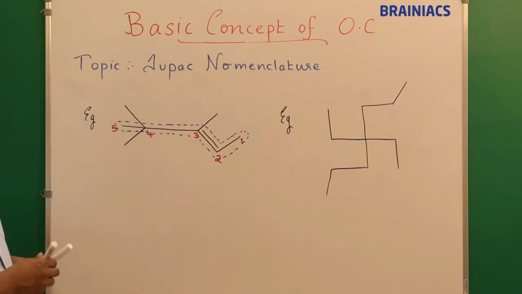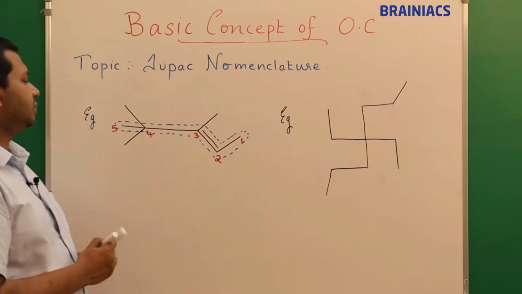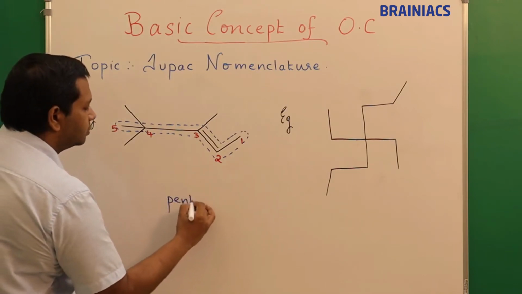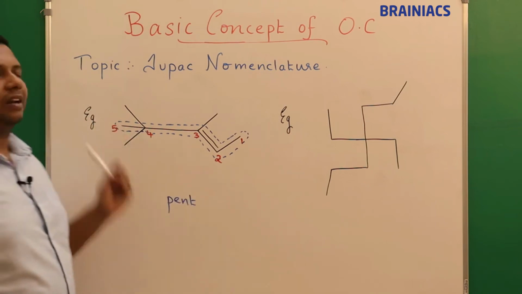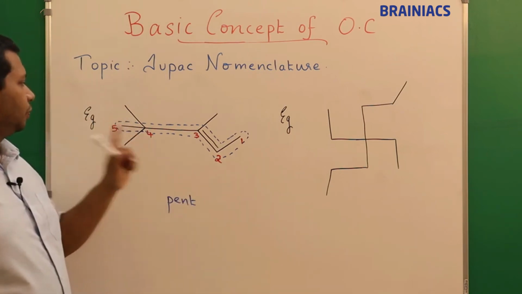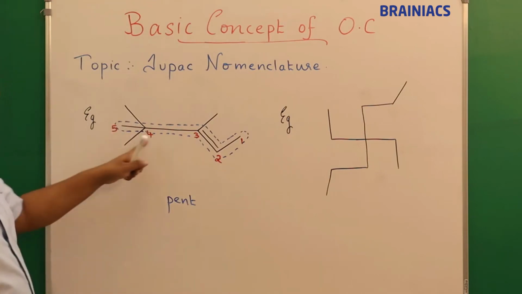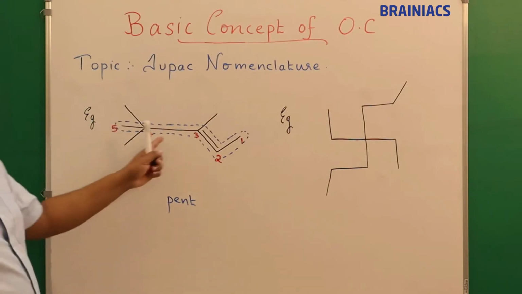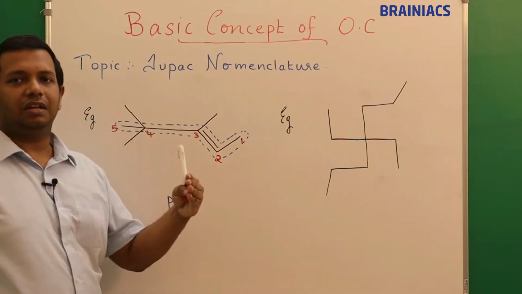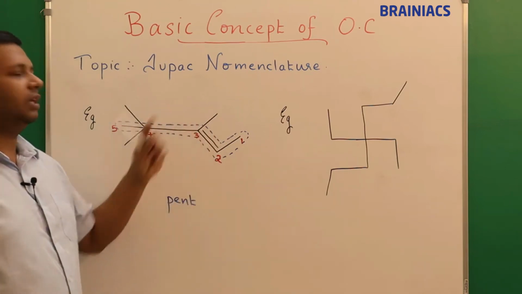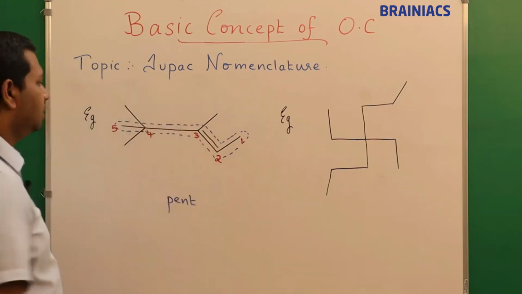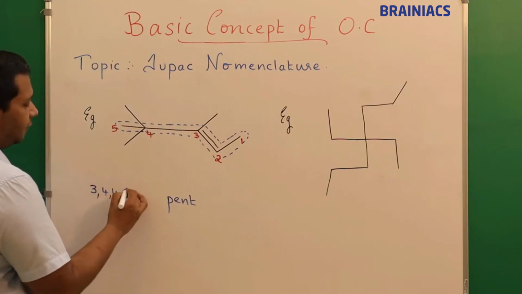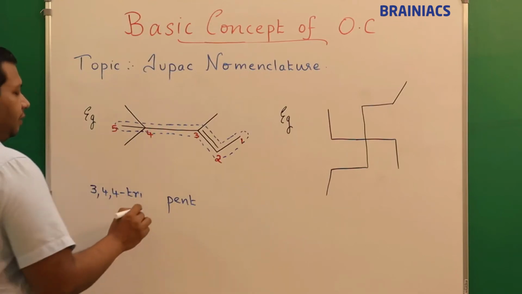Correct? Now how will I put the name? I know that the parent carbon chain has 5 carbon atoms, so I will use the term pent. There is no primary prefix. The secondary prefix will be there because there are substituents at the 4th position and 3rd position. At the 4th position you have 2 methyl groups and at the 3rd position you have a methyl group. When numbers are there, you should write them in increasing order. That is 3, 4, 4, all are methyl groups. So I can say trimethyl. So I will write 3,4,4-tri. Okay.